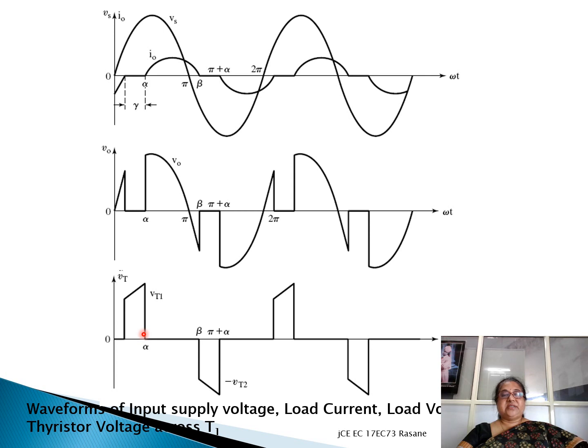So we have to understand when the thyristor is going to conduct and when it is not going to conduct. When it is conducting, obviously the voltage across the thyristor will be 0, and when it is not conducting, the voltage across the thyristor will be whatever is the input voltage that is applied. So that is the external voltage applied to the thyristor. So this is how the explanation for the AC voltage control waveform works.